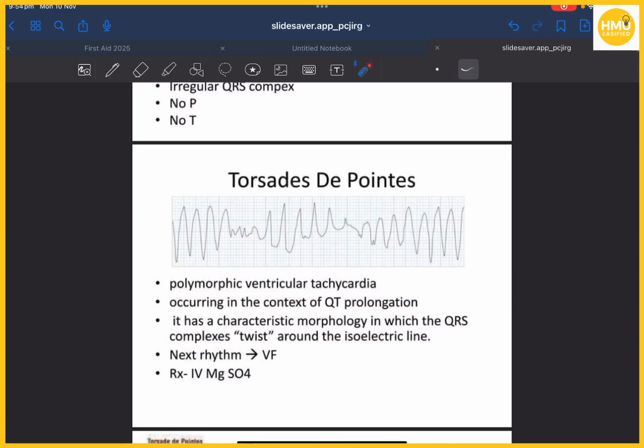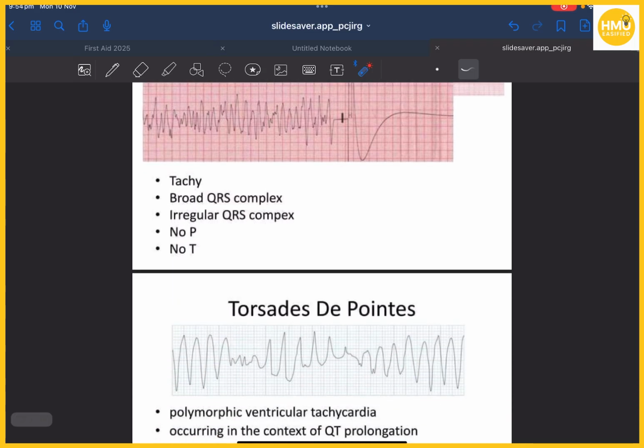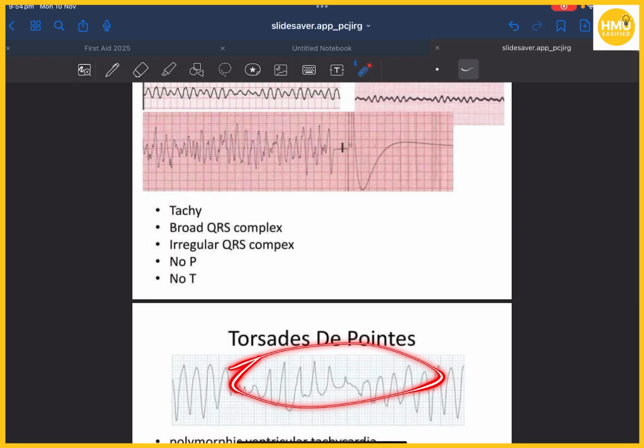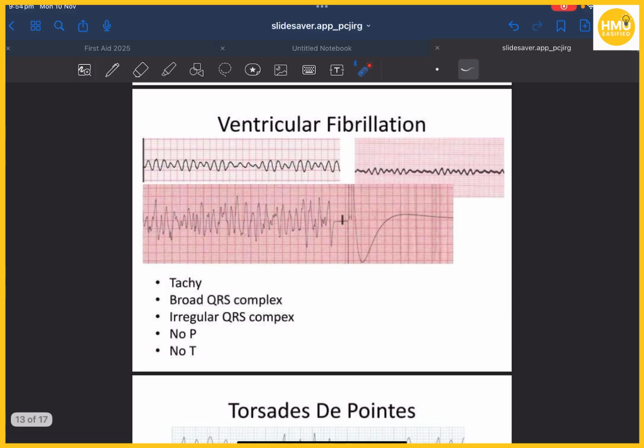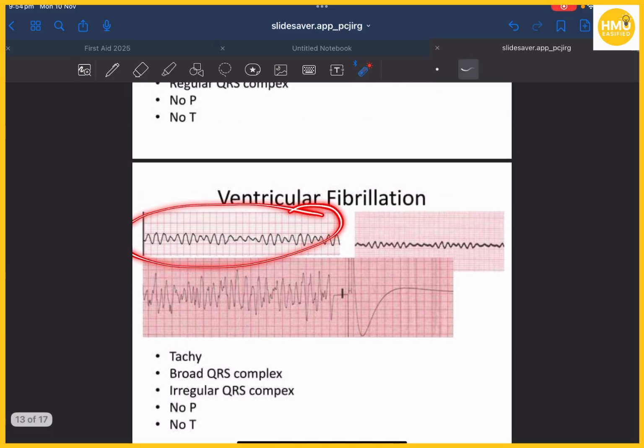Torsades de Pointes is another thing that you should memorize by your eyes. See the comparison between these two. Actually, it's very, very hard to compare because both of them just look alike. Hopefully you're lucky in your exam and these types of things come, because it's easy to memorize, just look at it.